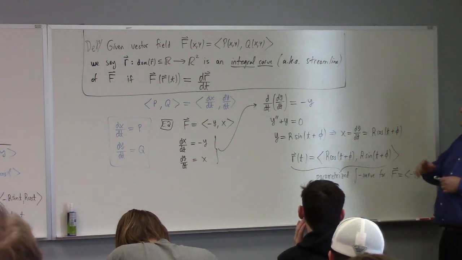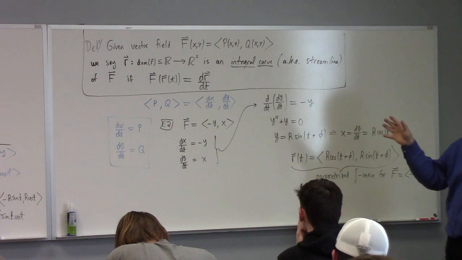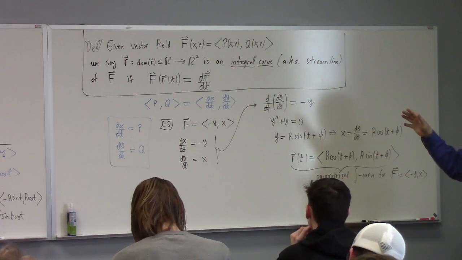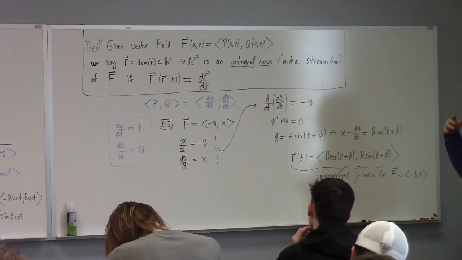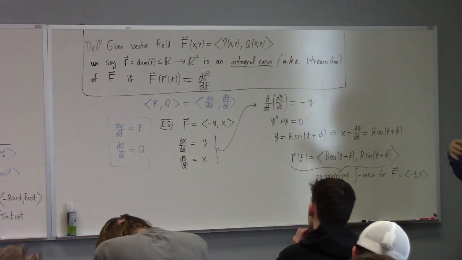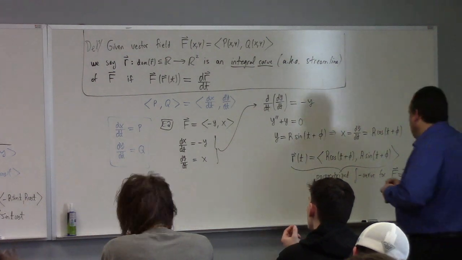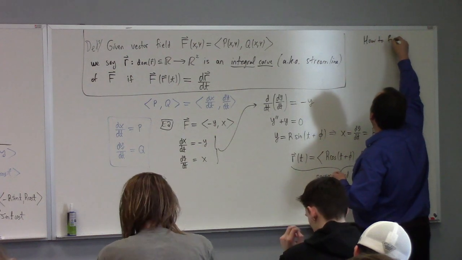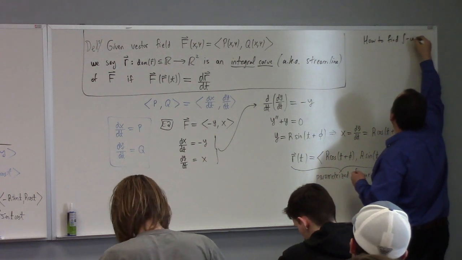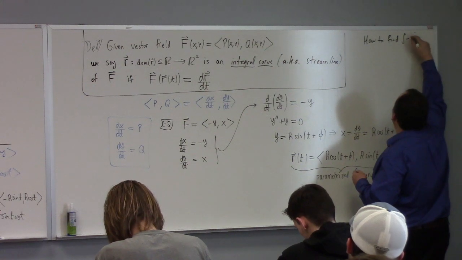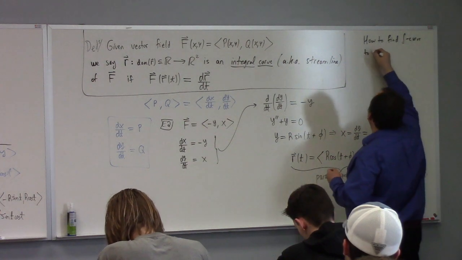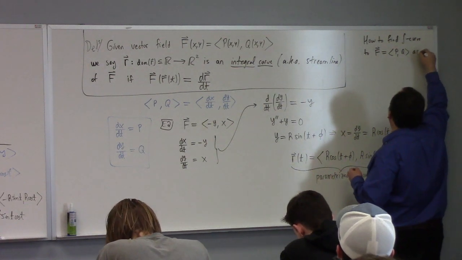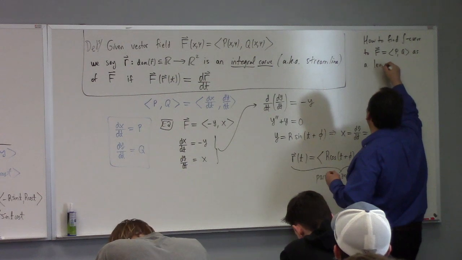So what if instead of finding the parameterization for the integral curve, we want to find a level function, we want to find the integral curve presented as a level curve? How could we do that? How can we find the integral curve to f equals p comma q as a level curve?